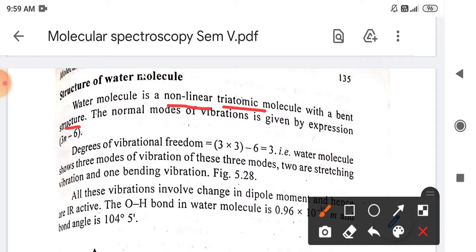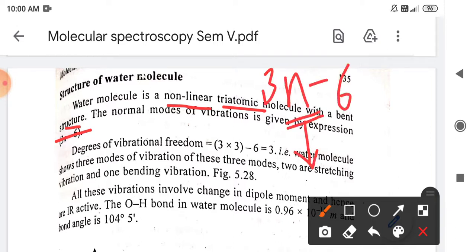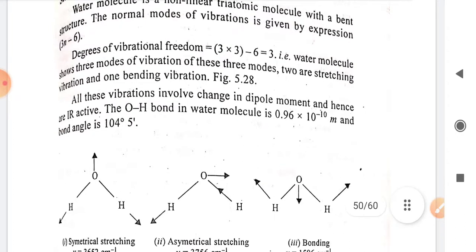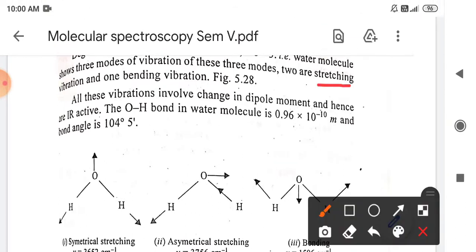For a non-linear structure, the number of vibrational modes is given by 3n minus 6, where n is the total number of atoms present in the given molecule. Here n is 3, so 3 into 3 minus 6 is 3. So the water molecule will show three modes of vibration, out of which two are stretching and one is bending vibration.